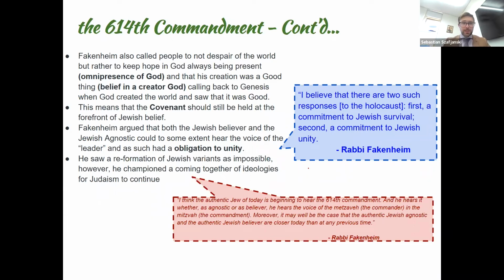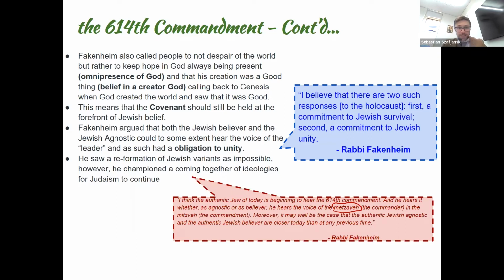He argued that both the Jewish believer and the Jewish agnostic could, to some extent, hear the voice of the leader. This word that they use in Hebrew, in this red box here, is the metzavah, and it means an obligation to unity. So now he's talking about the extreme need for Judaism as a whole to stay united. And that doesn't mean Orthodox need to become Reform or Reform need to become Orthodox or Conservative. No, what it means is that as a people, they need to move forward together. And like he said, he saw that reformation was impossible, but he championed the coming together of ideologies.